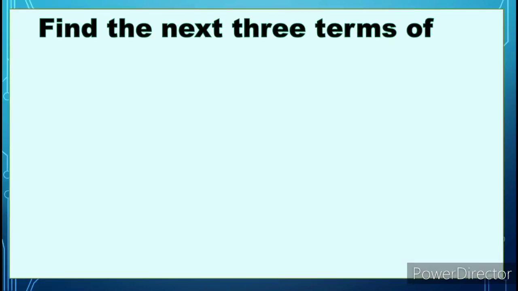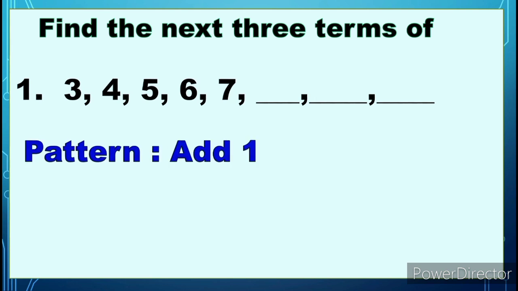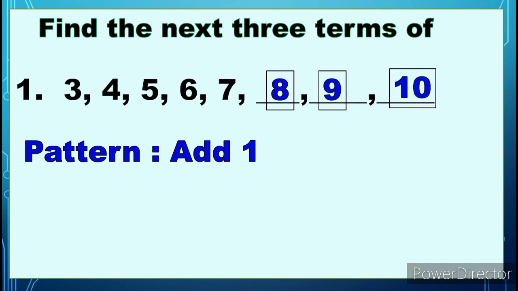We are going to find the next three terms of 3, 4, 5, 6, 7. So, ang una-una muna nating titingnan kung ano yung pattern. Okay? So, 3, 4, 5, 6, 7. Ang pattern natin dito ay nag-a-add tayo ng 1 or nagdadagdag tayo ng isa. Therefore, kung dadagdagan natin yung 7 ng 1, it is equal to 8. So, therefore, ang next term natin ay 8. So, plus 1, 9, plus 1, 10. So, the next three terms of the sequence are 8, 9, 10.